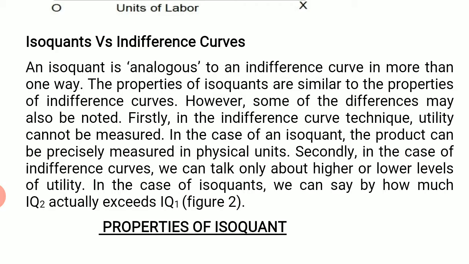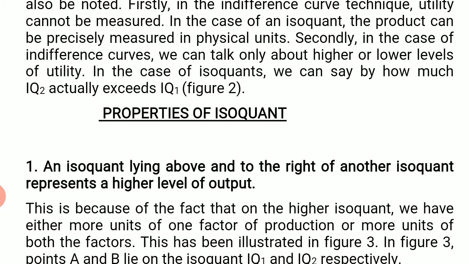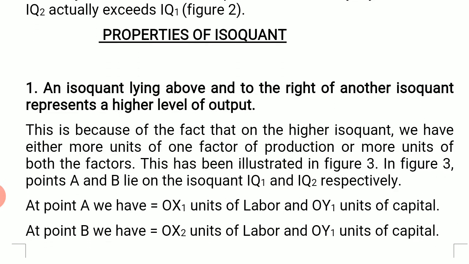Firstly, in the indifference curve technique, utility cannot be measured. In the case of isoquant, the product can be precisely measured in physical units. Secondly, in the case of indifference curve, we can talk only about higher or lower level of utility. In the case of isoquant, we can say by how much IQ2 actually exceeds IQ1. Now let's discuss the different properties of isoquants.